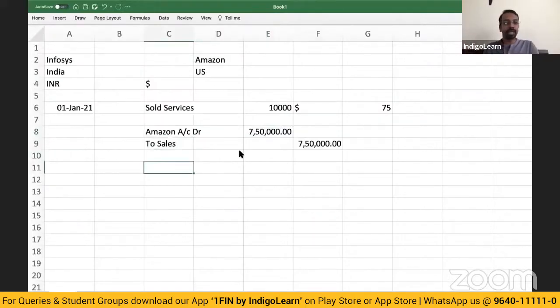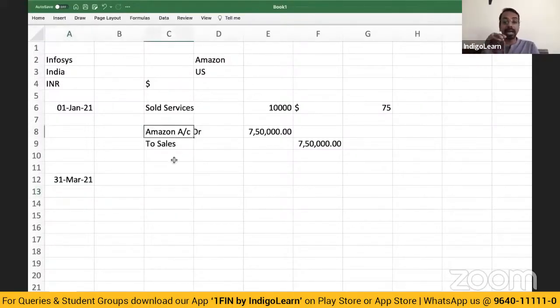No problem. Now the year ends on 31st March 2021 and the amount is still outstanding. What the standard says is that all monetary items should be restated when the financial year ends. All the unsettled monetary items should be restated when the financial year ends.